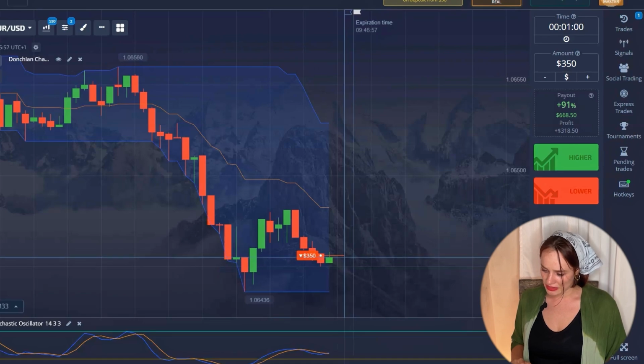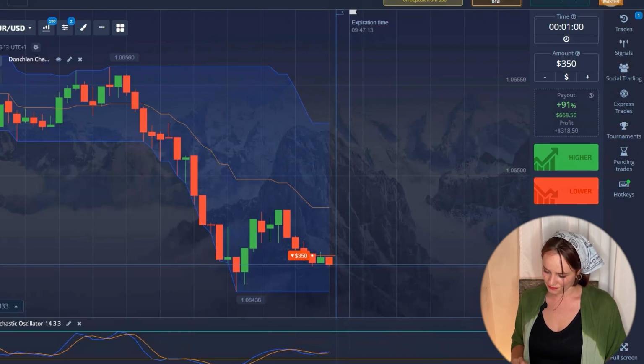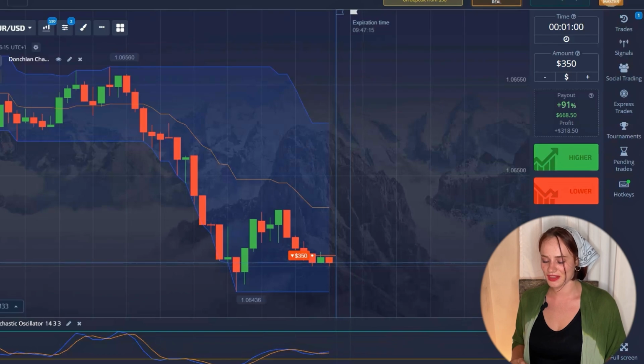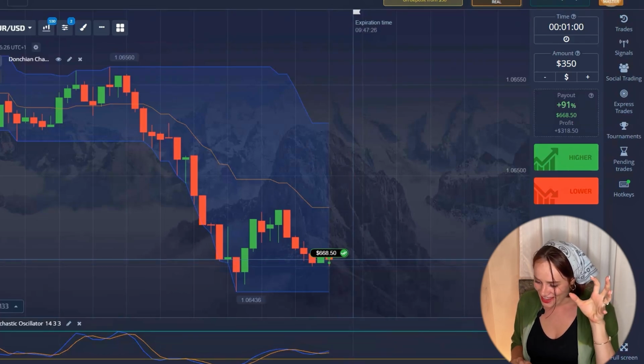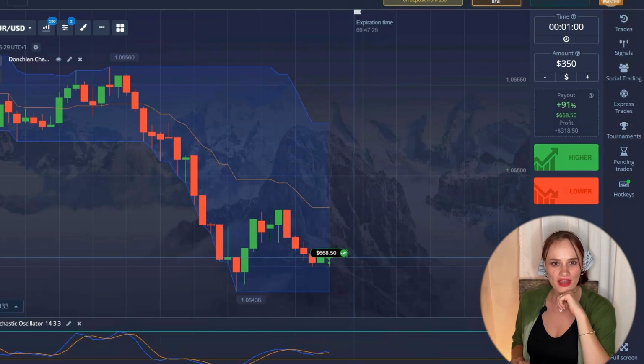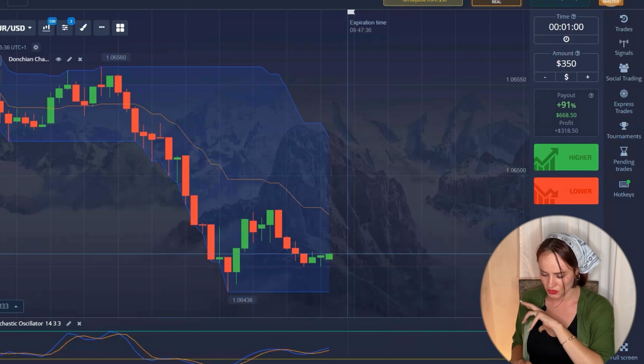Fluctuations continue in the area of the entry point. A new candle opens, which begins a steady decline. At the same time, fluctuations remain. The price is at a comfortable level for us, and the time of the transaction is coming to an end. We're looking, and again, we make a profit of $318.5. So we continue further.